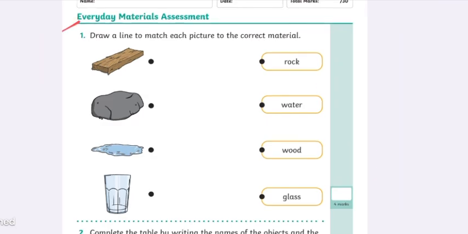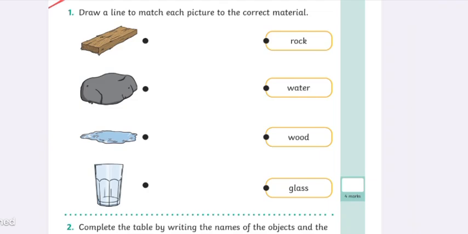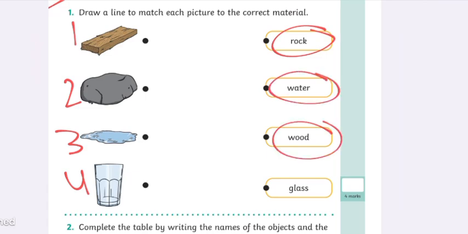So the first one is talking about everyday materials assessment. So it's talking about materials, right? Yes or no? So I can write numbers 1, 2, 3, 4. So you can read the material. What is the name of the first one? Rock, water, wood, and glass.